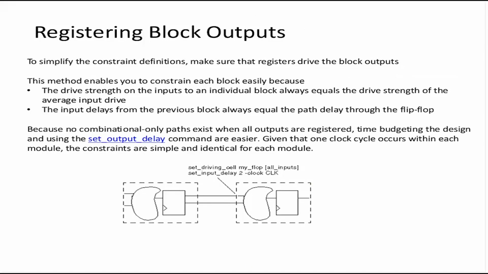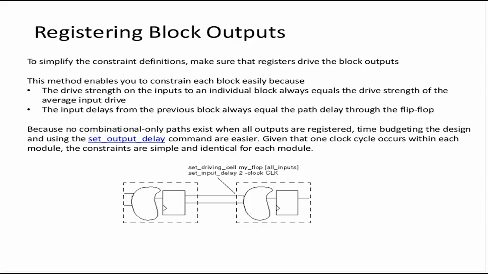This is a very important concept of registering block outputs. This helps in simplifying the timing constraints. It's very important to make sure that all the outputs of your design come out of a register, and there should be minimal or no combination logic between the register and the output. We'll see how this makes our job easier when we write the constraints.